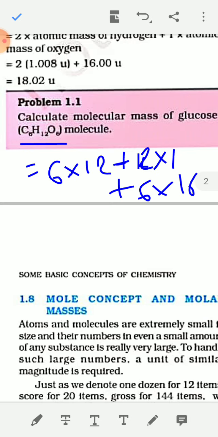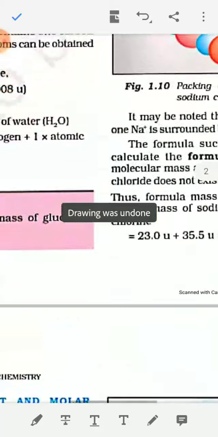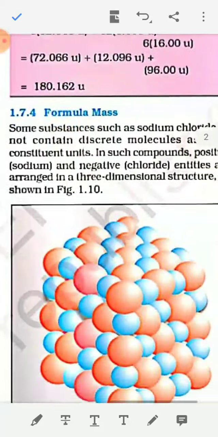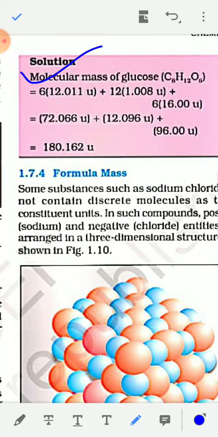Okay, now here it is given 180. The solution is also given. The molecular mass of glucose becomes 180.162 u, or you can also write 180.